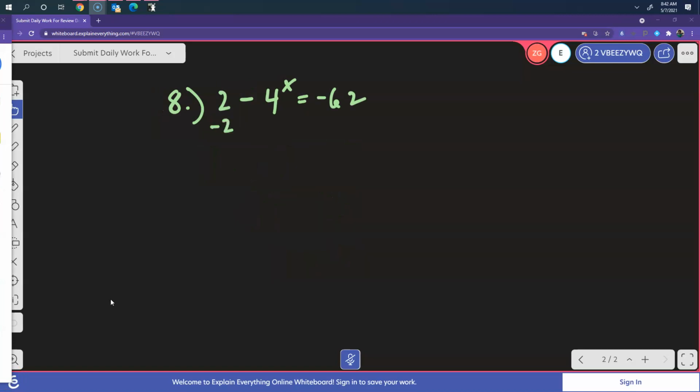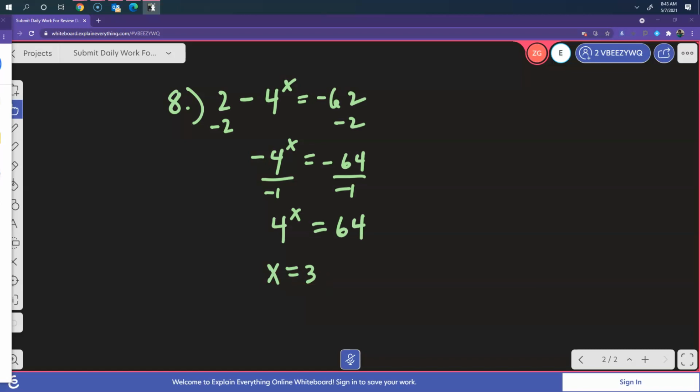We're going to go ahead and subtract 2 from both sides. So you have negative 4 to the power x is equal to negative 64. Divide by a negative. So we have 4 to the power x is equal to 64. So 4 to what power gives you 64? And I'm thinking 4 to the 4th. Nope. 4 to the 3rd. Yes. So x is going to be equal to 3 because 4 to the power 3 gives you 64.